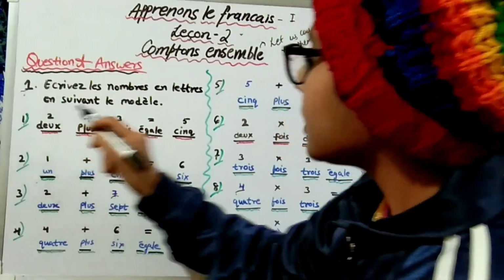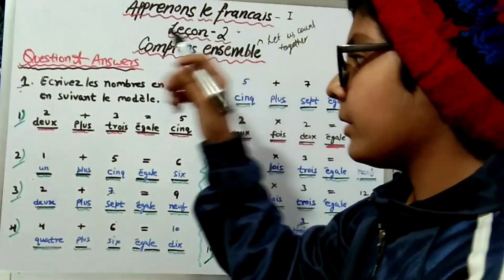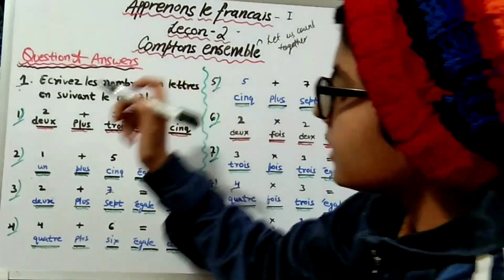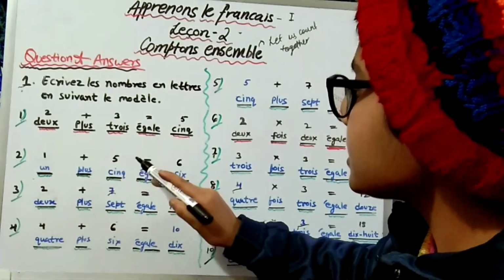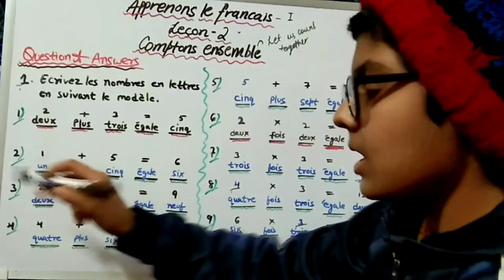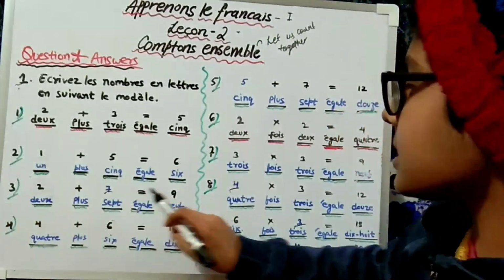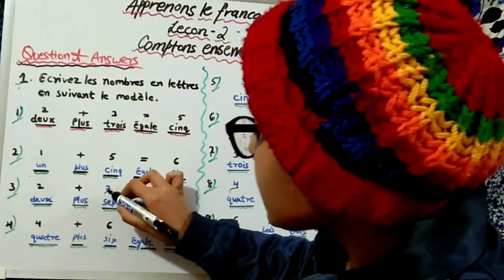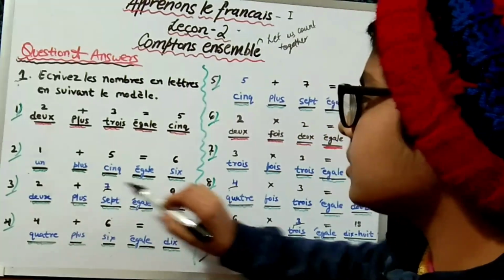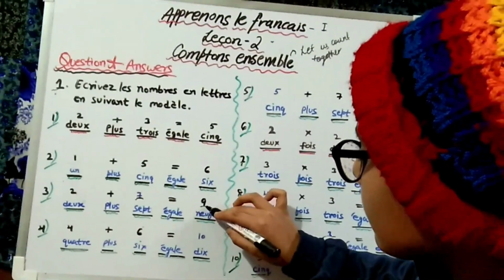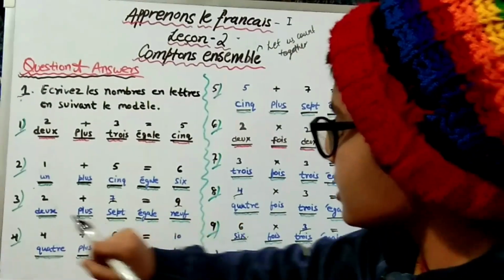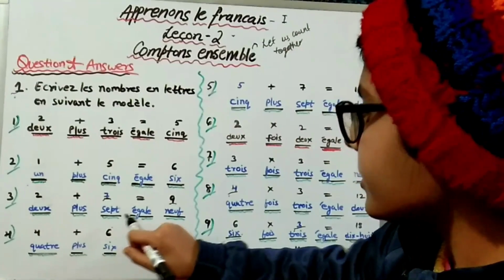So the first one is 2 plus 3 equals 5. Now in French it is known as 2 plus 3 égale 5. Then we have the second one, 1 plus 5 equals 6. 1 plus 5 égale 6. Then we have the third one, 2 plus 7 equals 9. Now here 7 was gone, it wasn't here, so we figure out what should be added to 2 to give us the number 9. So 7 should be added to 2 so that it would give us 9. So 2 plus 7 égale 9.